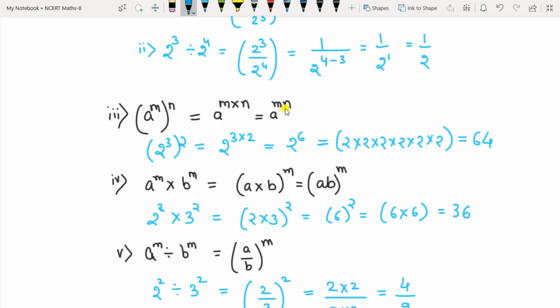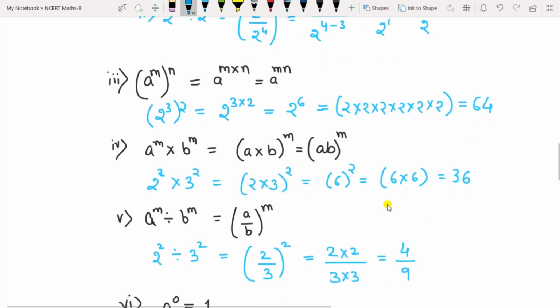No sign means multiplication. For example, 2 raised to 3 in brackets, raised to 2, means 2 raised to 3 into 2, that is 2 raised to 6. Multiply 2 six times, you get the answer as 64.